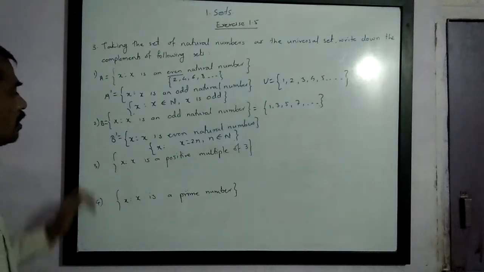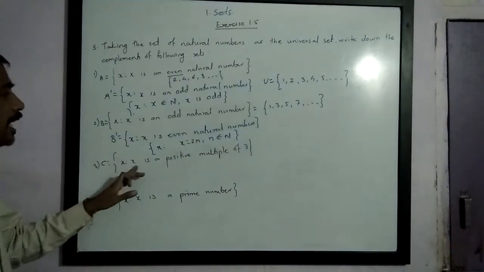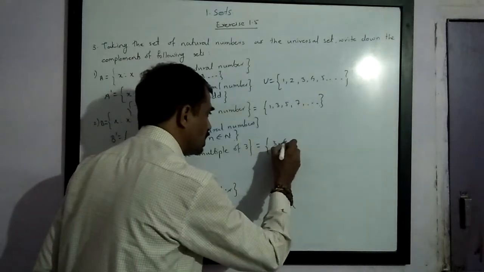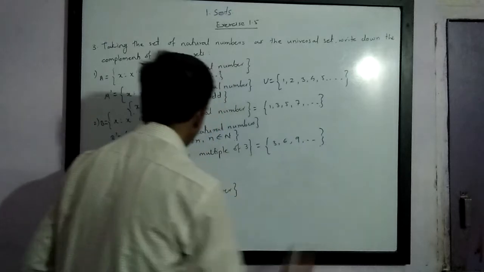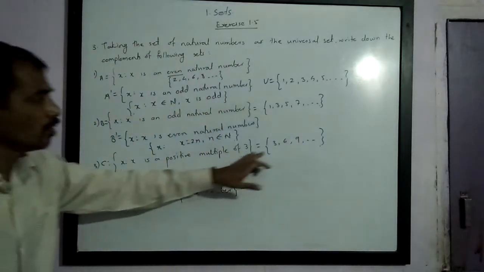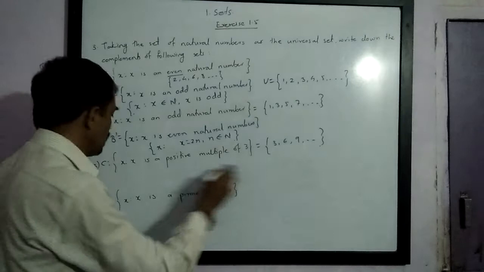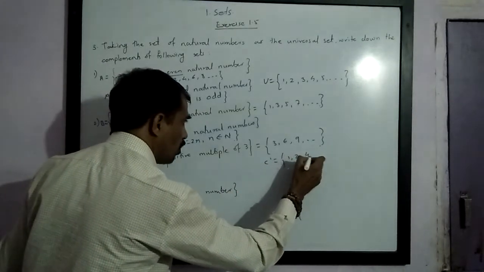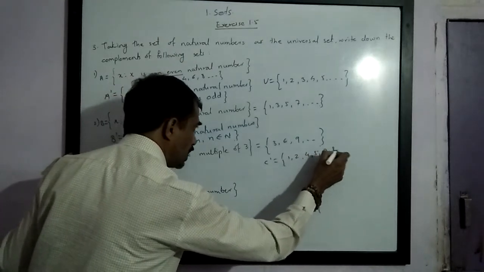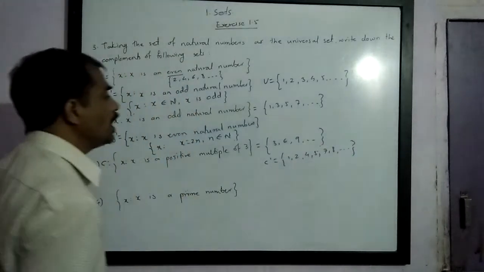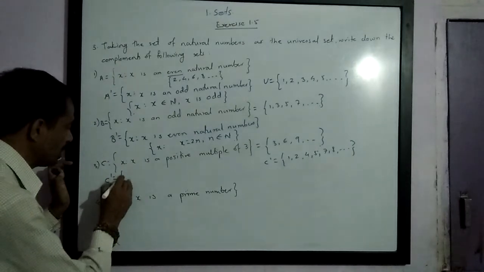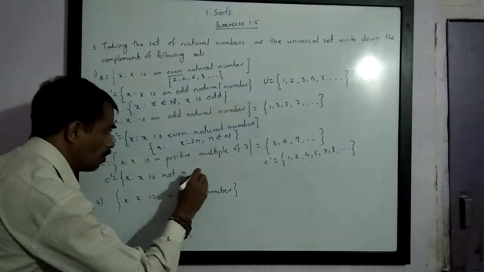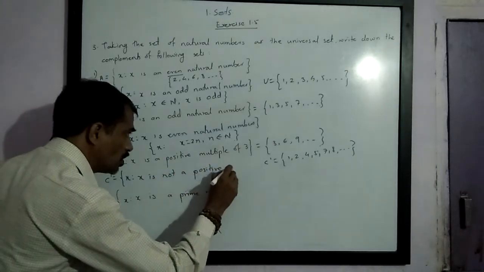Then let C be the set of x such that x is a positive multiple of 3. Positive multiple of 3 means this is the set of 3, 6, 9 and so on. Now its complement means those which are not multiples of 3. So C's complement is the set of 1, 2, 4, 5, 7, 8 and so on; 3 and 6 will not come. If you want to write it in words, C's complement is the set of x such that x is not a positive multiple of 3.